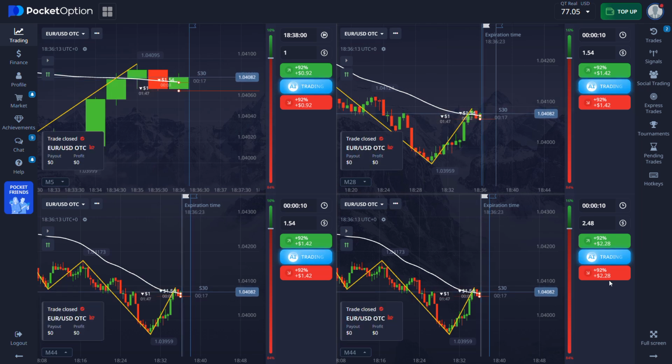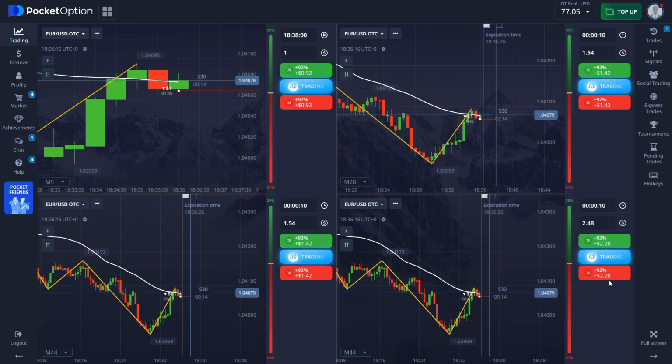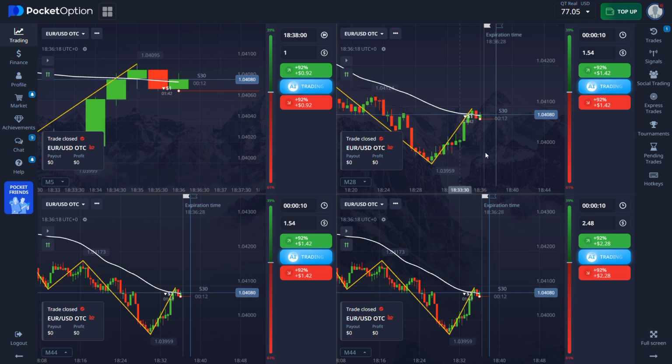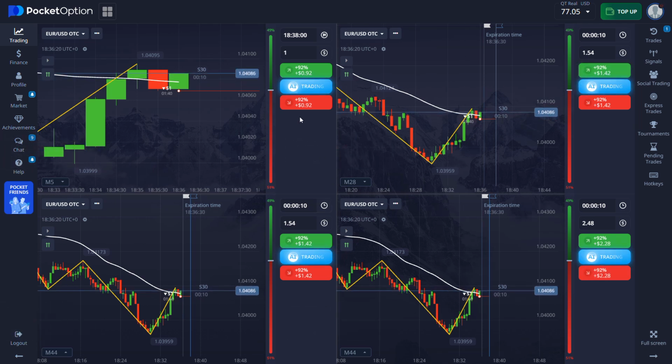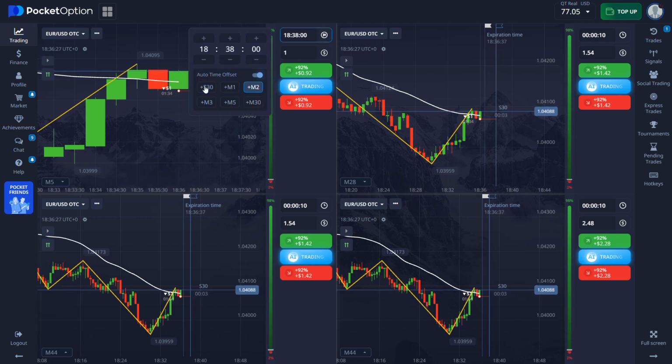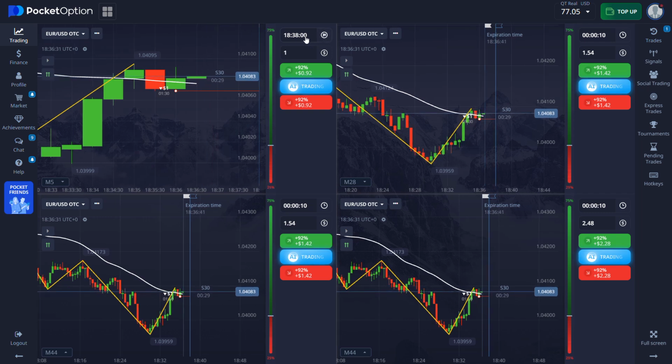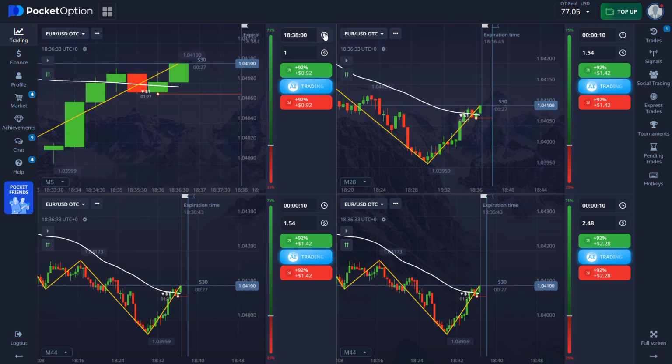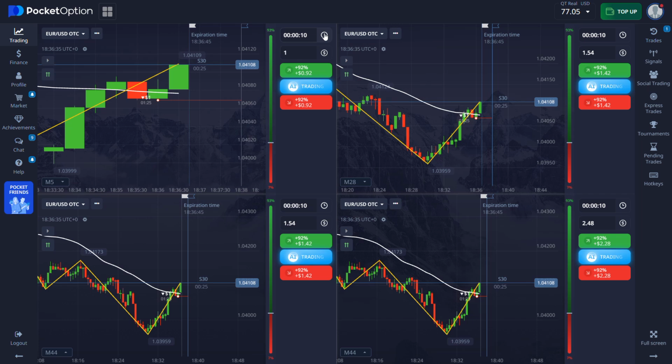Ooh, it's not pulling down. Oh, which one is 1 minute? Ooh, I made a big mistake here. I didn't check the time, and instead of having it in 10 seconds, it's 10, 18:38. So I made a mistake there.